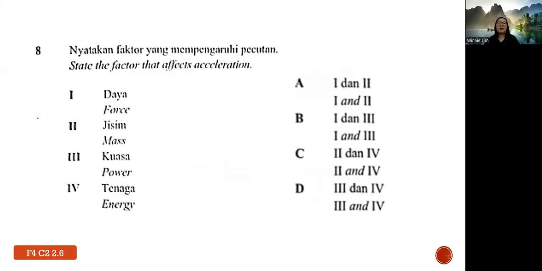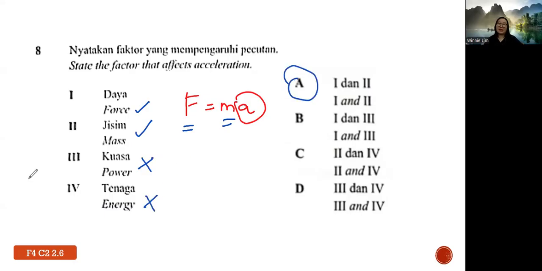Okay, number 8. What is the factor that affects acceleration? Okay, so you all learned under Newton's second law of motion. So you all know that F equals ma. So generally acceleration is affected by what? These two ideas: mass or force. So power is not related, energy is not related. So the answer is A.